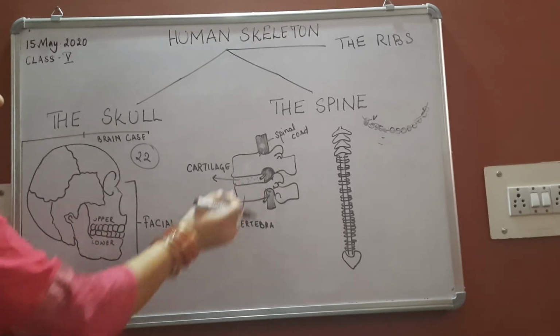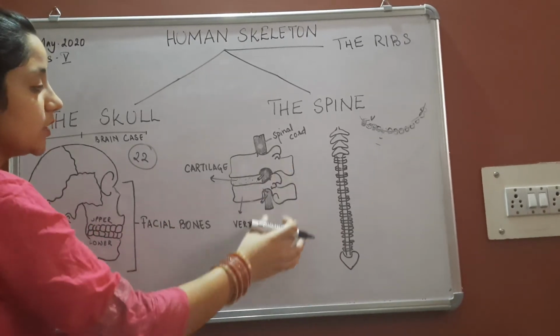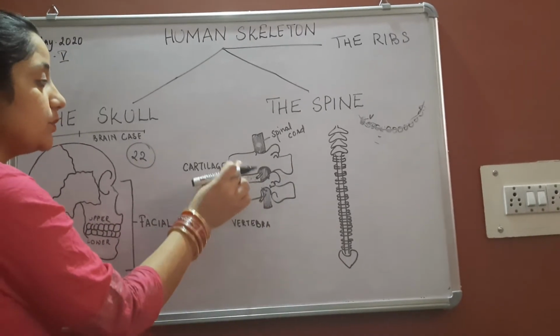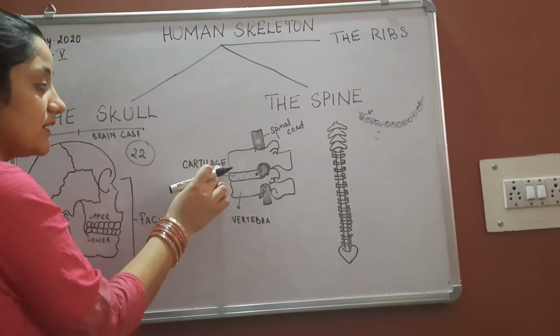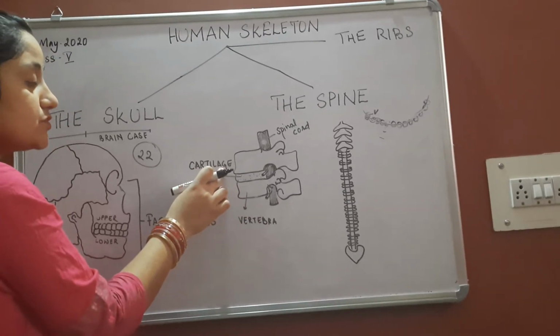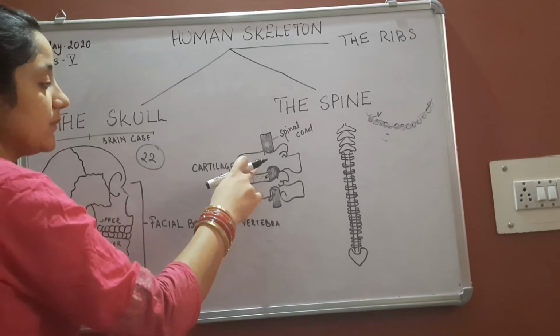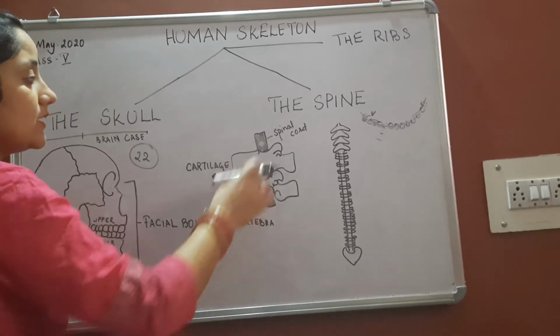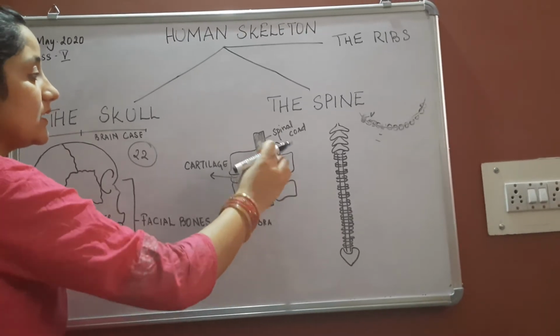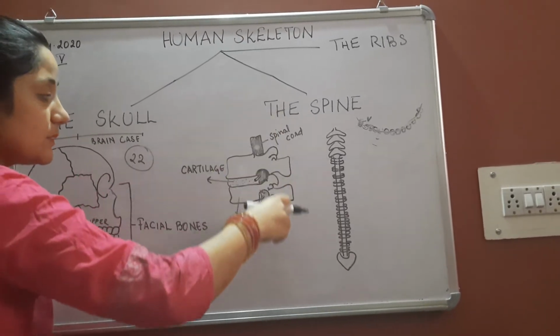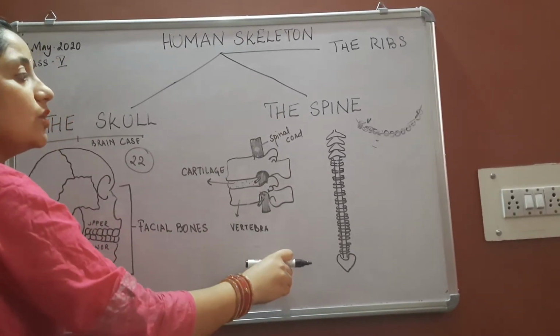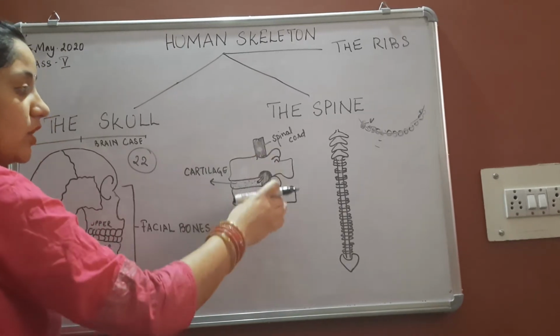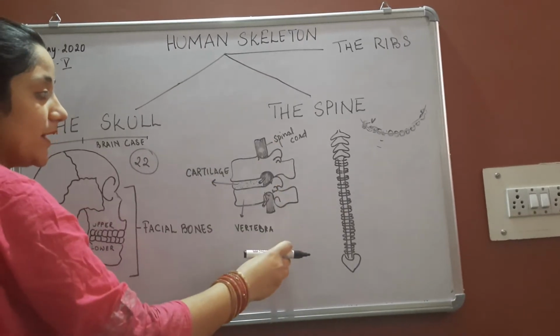Have you understood? Now 26 vertebrae are there. In between two vertebrae there is a cartilage that is made up of strong tissues, okay, that helps them not to rub against one another, a shock absorber. And between these vertebrae there is a hole and the spinal cord passes through that hole. So the vertebral column also protects our spinal cord.